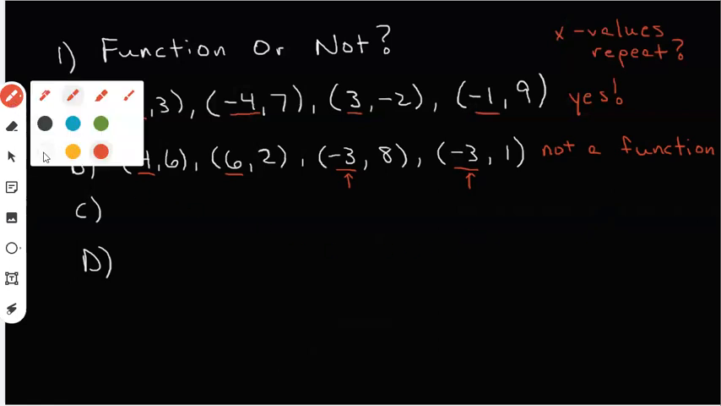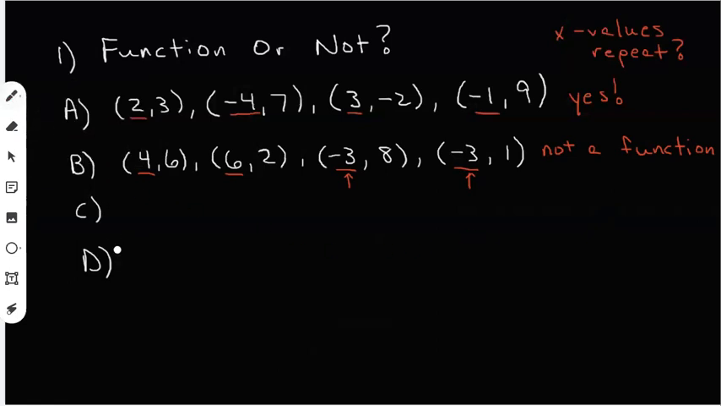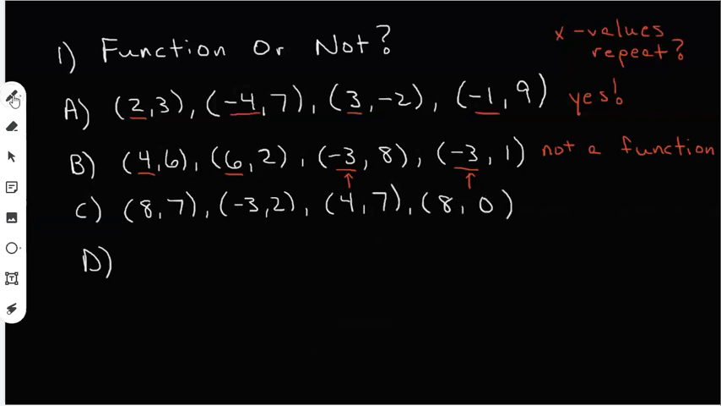Let's look at answer choice C. Answer choice C says (8, 7), (-3, 2), (4, 7), and (8, 0). What I'm going to do is underline all the X coordinates in red. So the 8, the negative 3, the 4, and the 8.